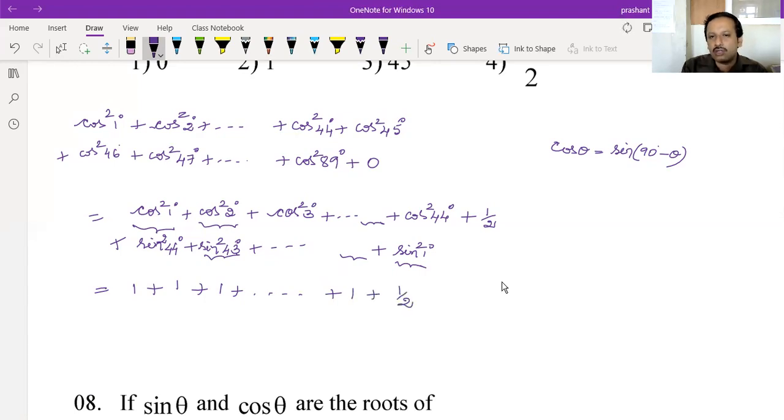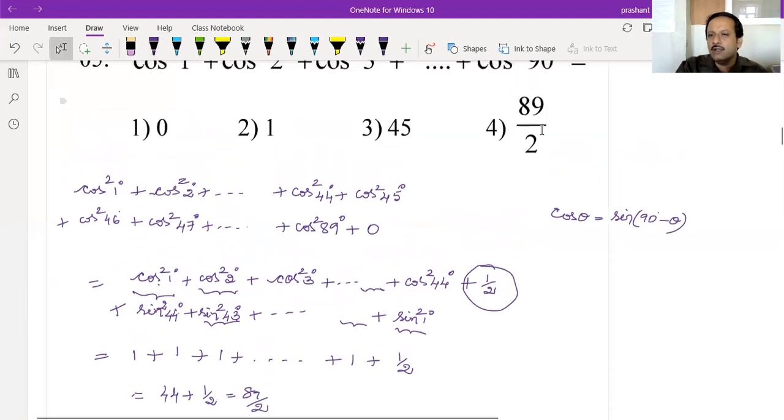Okay. See, all together there are 89 terms. In that cos square 45 I have separated. Other than that, 88 terms are there. So if I group them, cos square 1 with sin square 1, cos square 2 with sin square 2, cos square 3 with sin square 3, in that way, there are 44 groups or 44 pairs, should I say. Each of those pairs has a sum of 1. So 1, 1, 1, 44 times, plus this 1 by 2. So that will be equal to 44 plus 1 by 2, which is 44.5. In other words, 89 by 2 is the answer. 89 by 2, which is the fourth option.